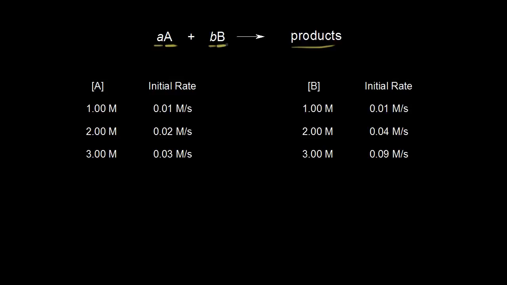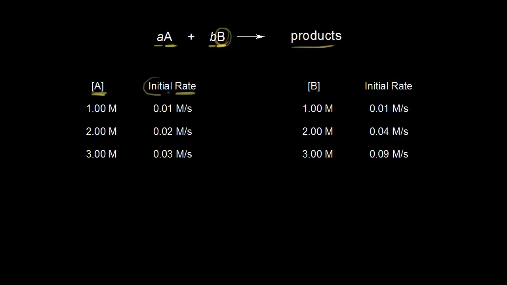We can check this by doing some experiments. So let's say we want to figure out what the effect of the concentration of A has on the rate of our reaction. So we're going to hold the concentration of B constant in our experiments. We change the concentration of A, and we see what effect that has on the rate of our reaction.